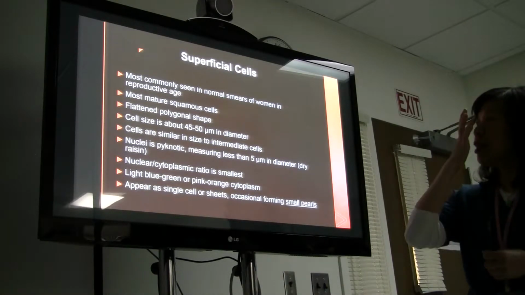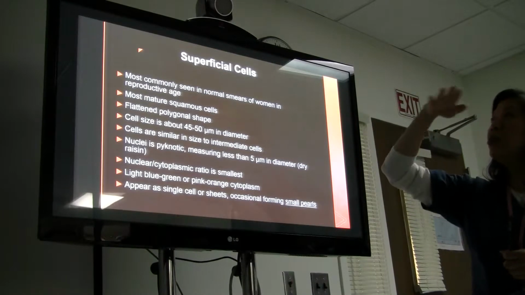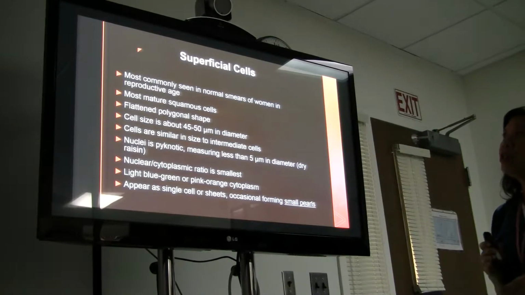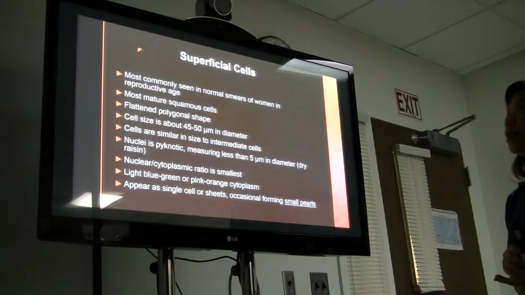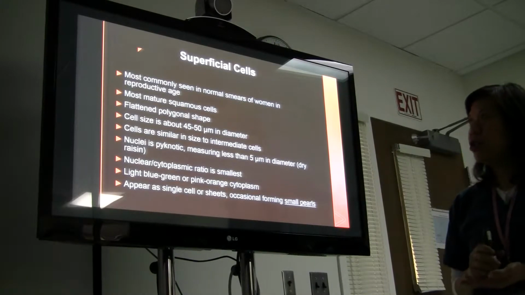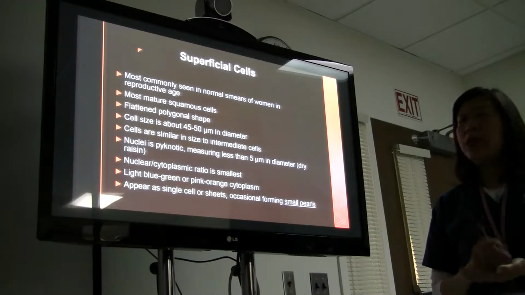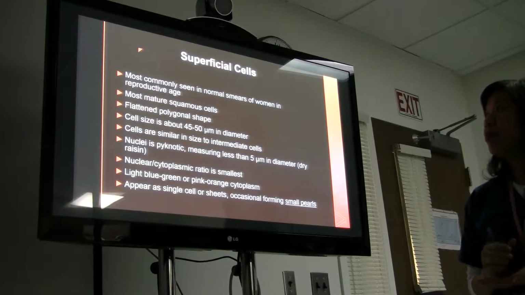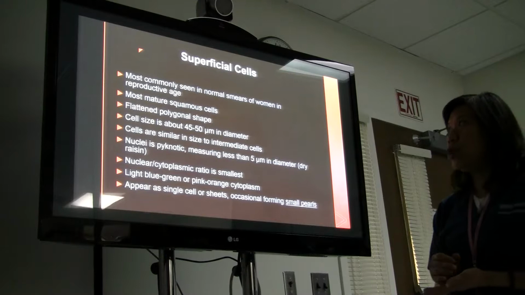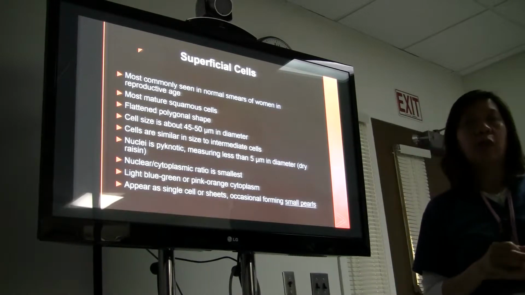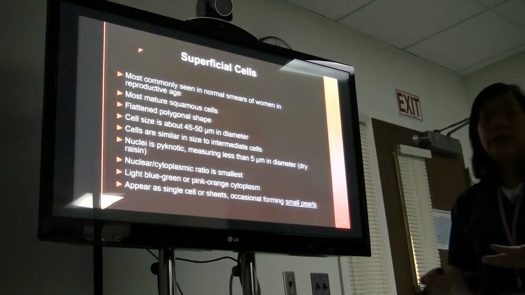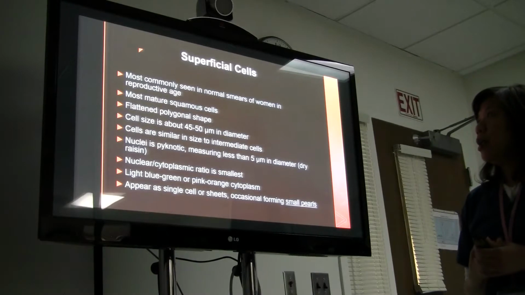Okay, superficial cell. Now we are moving on to the most top couple layers. Again, it's very commonly seen in normal smear of reproductive age. It's the most mature squamous cells. Similar to the intermediate cells, they are flattened polygonal shape, slightly bigger, 45 to 50 or maybe 16 micrometer.